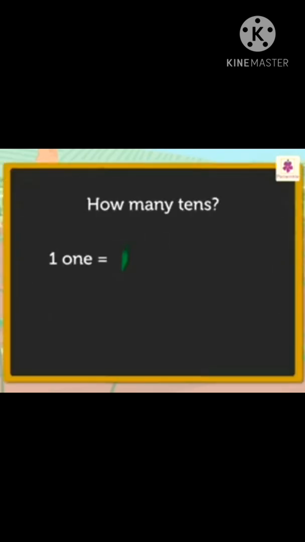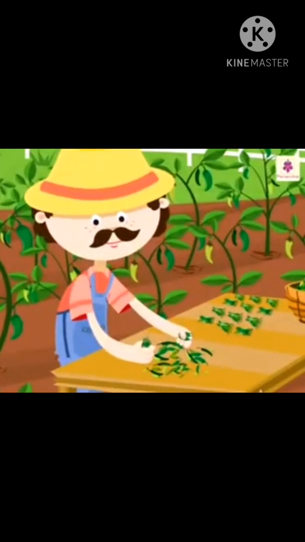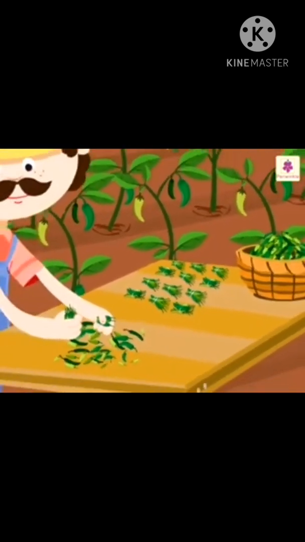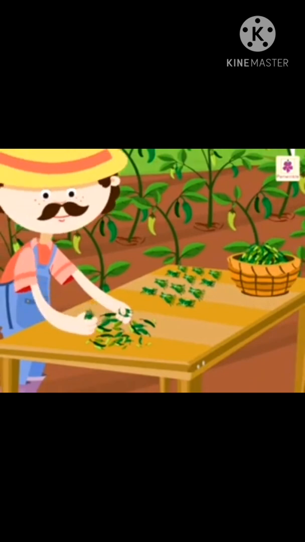We know that 1 means 1 chili. Hence, 10 ones mean 10 chilies. So, when we group 10 chilies together, we get 10 chilies. Look, the farmer has made groups of 10 chilies. Let's count by tens and learn some numbers and number names with the help of these groups. 10 chilies means 10 chilies.